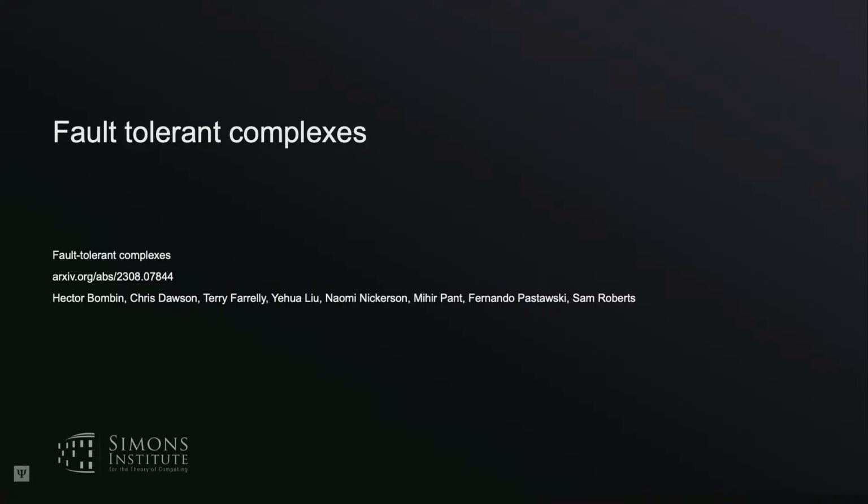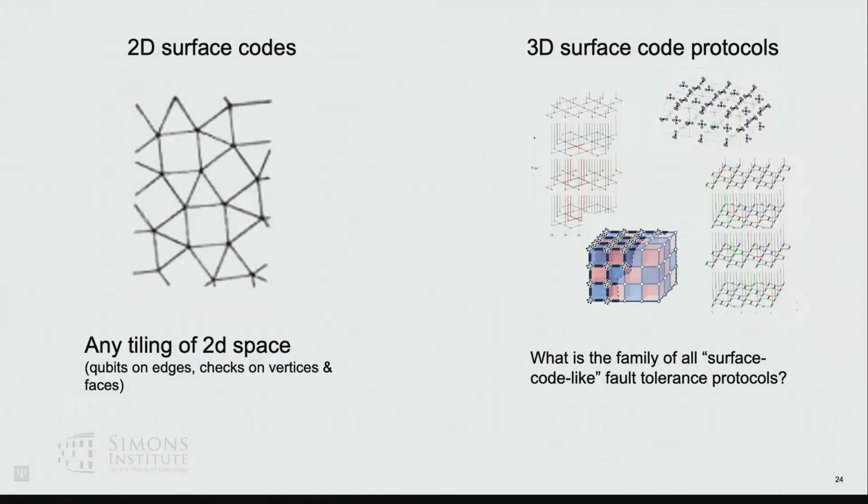And so this was the motivation behind some of this other piece of work. So to say this more explicitly, 2D surface codes, we all know these things extremely well, and you can take any tiling of 2D space and turn that into a surface code. So you put the qubits on the edges and the checks go on the vertices and the faces. And so any tiling of 2D space that I can write down gives me a 2D code. But what we're really interested in here is not the code, it's the protocol, a protocol that's made from these elementary operations.